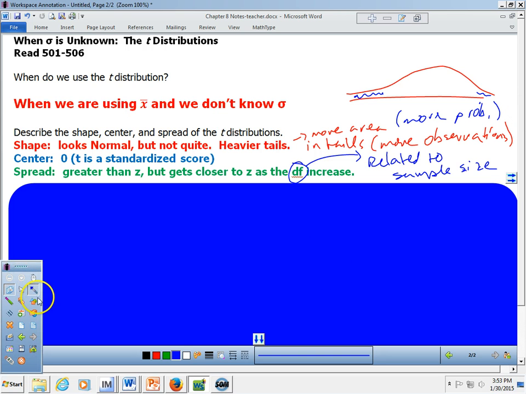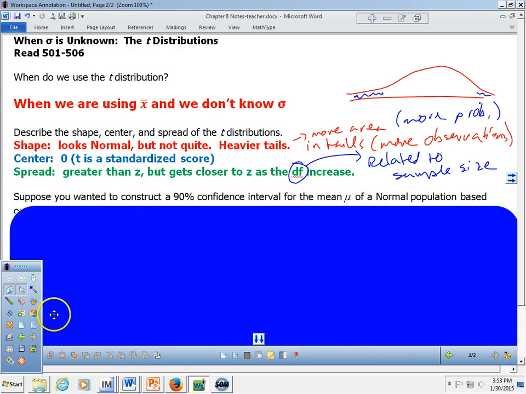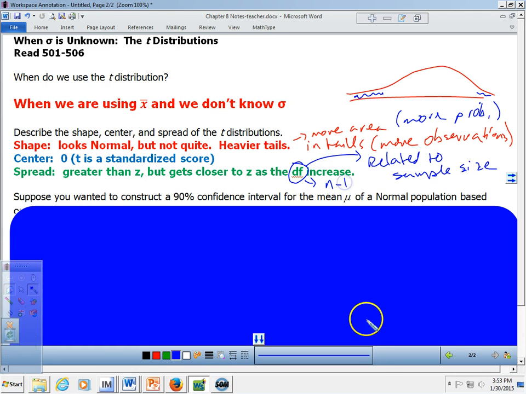Okay, degrees of freedom is related to the sample size. As a matter of fact, I'll go ahead and let you in on where the degrees of freedom comes from. The degrees of freedom is always 1 less than the sample size. Whatever the sample size is, we subtract 1, and that becomes our degrees of freedom. So what that basically means is, as our sample size increases, our t-curve becomes more and more like a normal curve. So let's talk a little bit about where this t-value is going to come from.